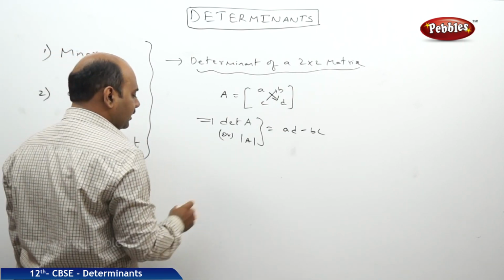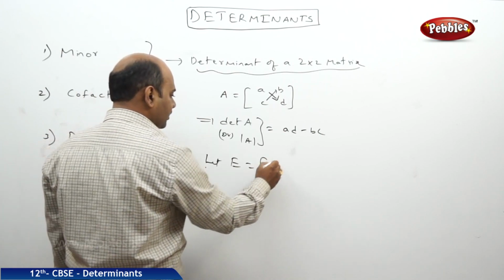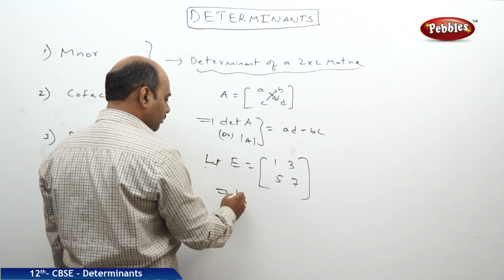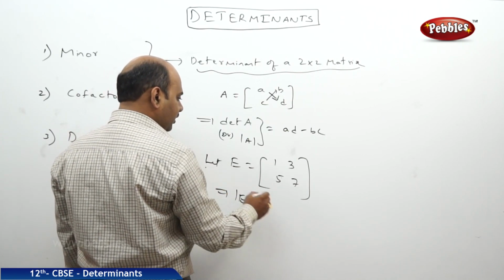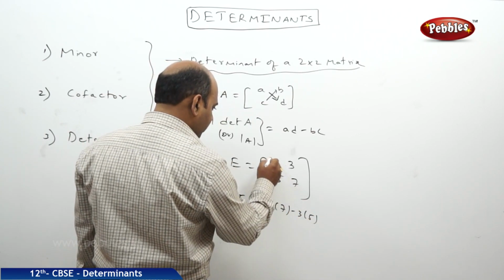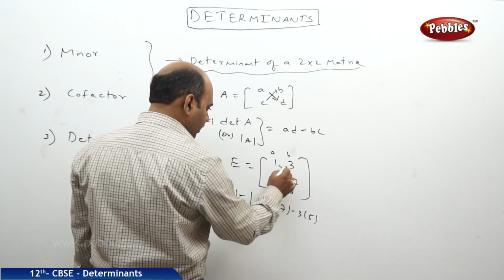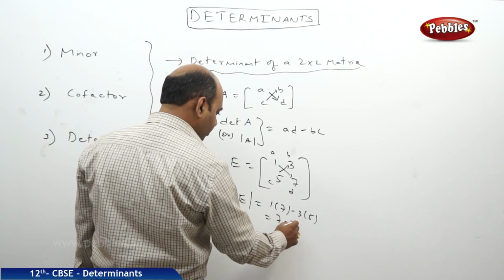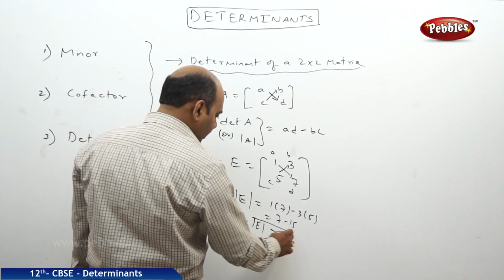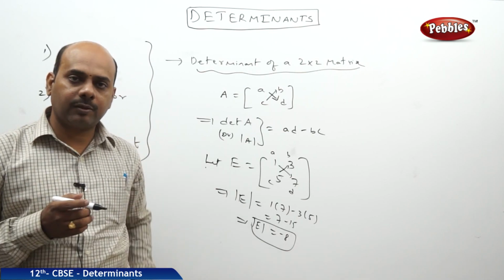If I take a numerical example, let the matrix capital A be given as 1, 3, 5, 7. If anyone asks to find the determinant of this matrix, you need to write det A is equal to 1 into 7 minus 3 into 5, because this is a, b, c, d. That means 7 minus 15, which is minus 8. So det A here is minus 8.